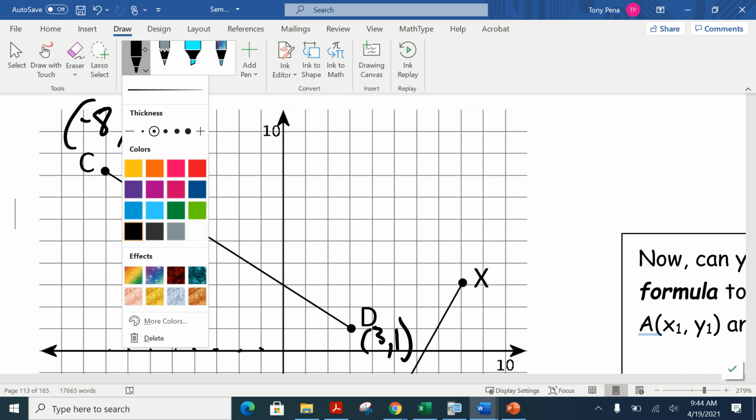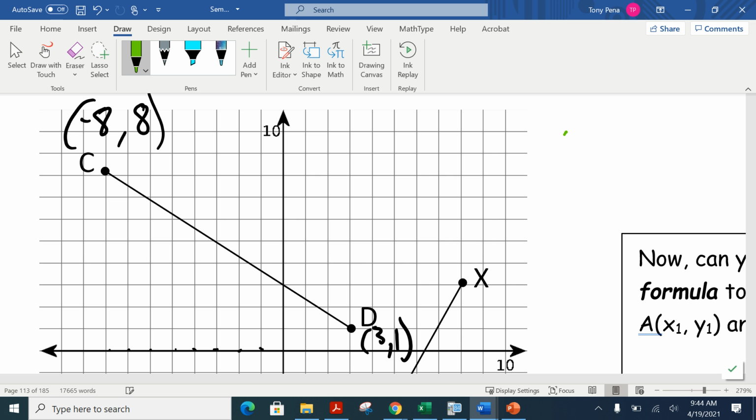Gavin had a little bit more of a formal way. Did you apply that to this one, Gavin? Okay, what did you do, Cam? So I'm going to put the slope from D to C. Okay. 7 over negative 11. All right, so Cam said, go start at D. He's going to go up 1, 2, 3, 4, 5, 6, 7. So if we start counting our slope, we went up 7.